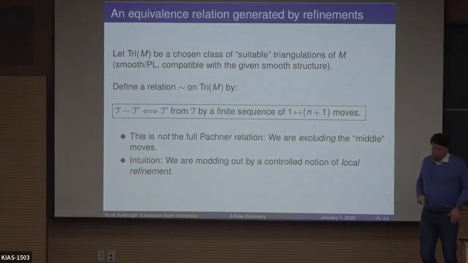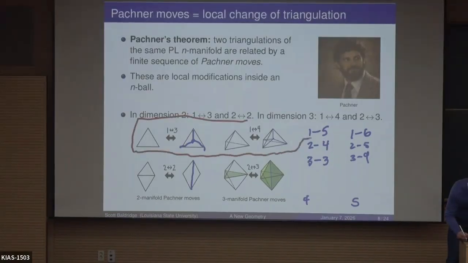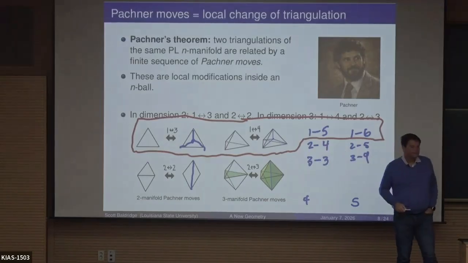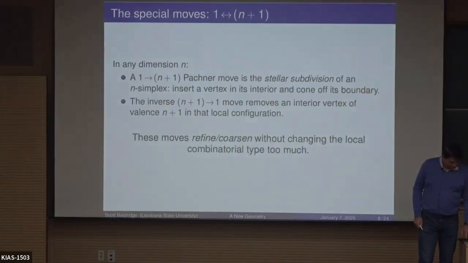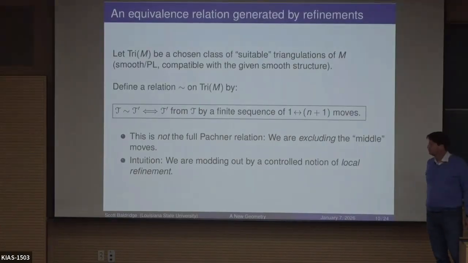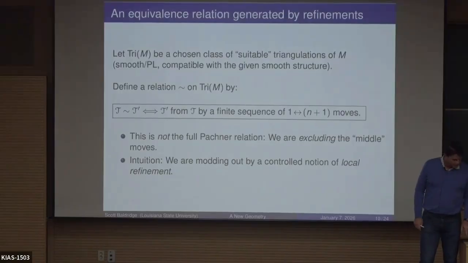Okay? So back here, this would be this group. I'm saying two triangulations are equivalent if and only if they're in this set, that set of combinatorics. This is not all the Pachner moves. We are always excluding the middle. The intuition is we're modding out by the controlled notion of local refinement. That's the key. So I'll explain why more in a second.